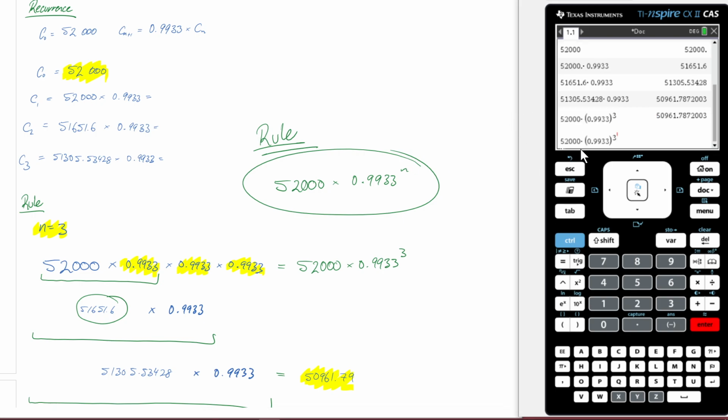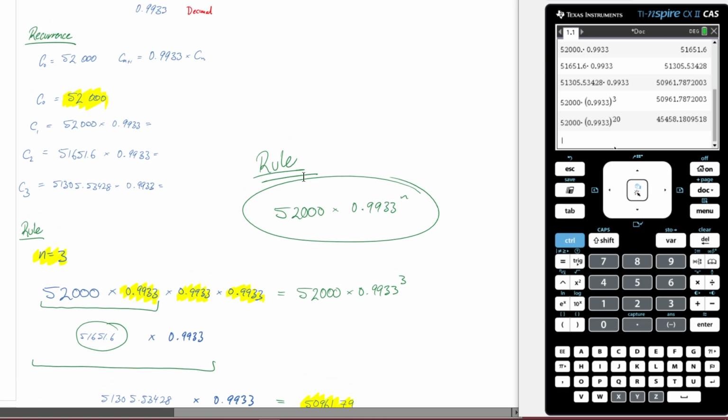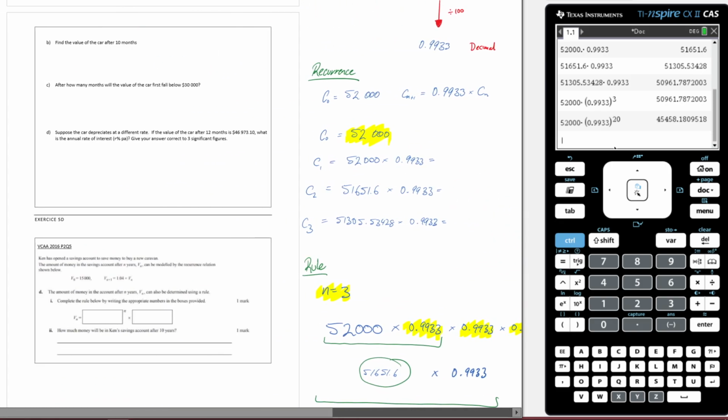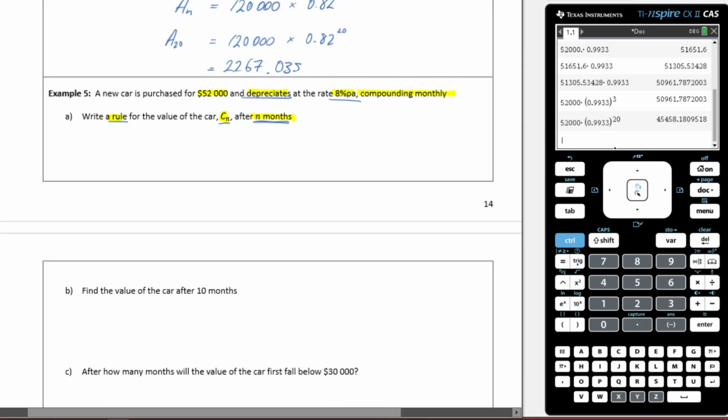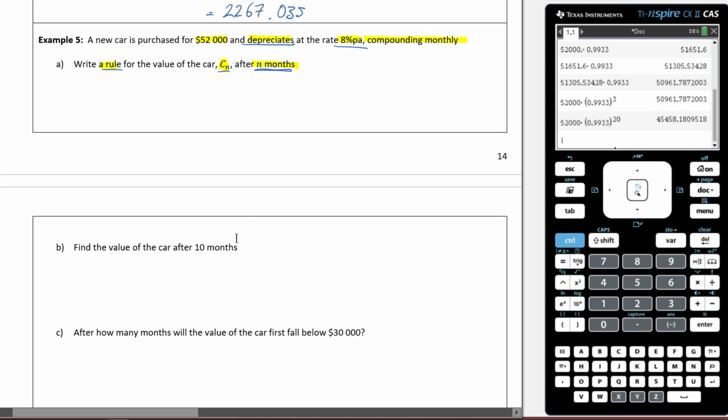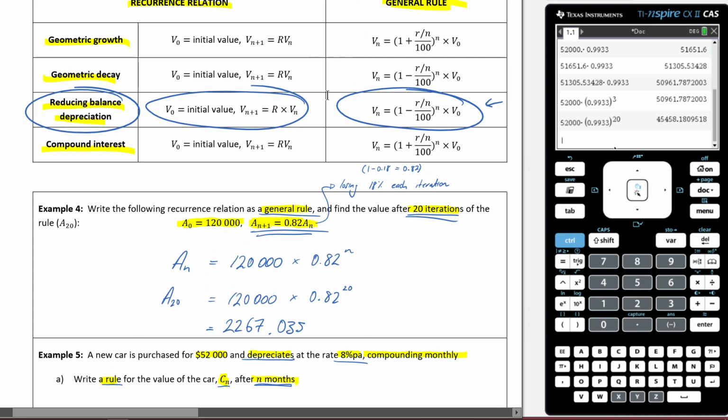So it could say, how much is the car going to be worth after 20 months? The value of the car is going to be $45,000 after 20 months. Hopefully you can understand the power of using this rule. Now, this is just a background thing. I've taken 10 minutes just to give you background of what's going on. What I'm now going to do is come back here and tell you the quick way to answer this using the information that we're given here. All right.